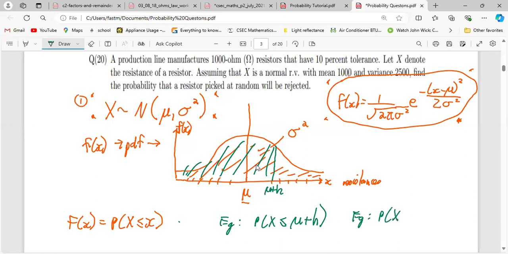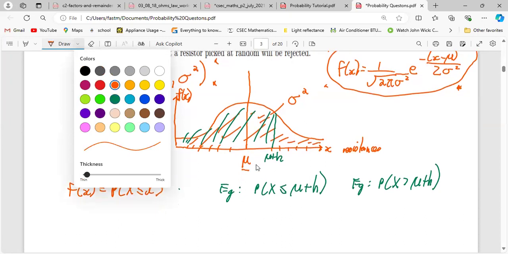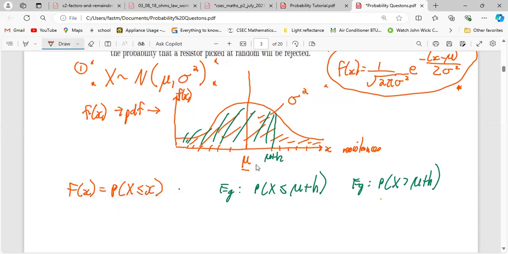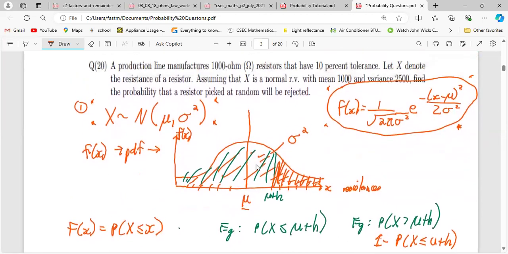Same idea if you wanted to do another one: the probability x is more than mu plus h. In this case, if you're looking at the graph, you have two ways you could do this. Remember, the total area still adds up to 1. So if I carve out the green, what I want here is the orange. It would just be 1 minus the probability x is less than or equal to mu plus h. Just carving out the areas that you need is a good skill to have. All right, so now that's out of the way, let's try the question.